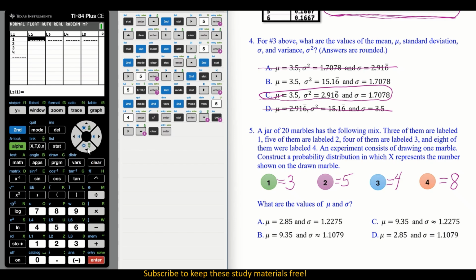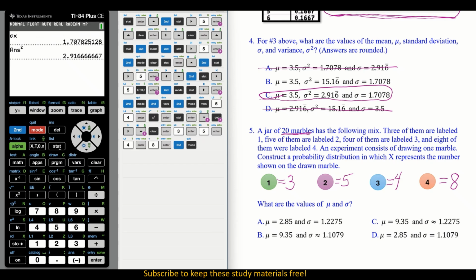Okay, so for the first grouping, there were 3 of them. For the second grouping, there were 5 of them. For the third grouping, there was 4. Fourth, there were 8. So I say grouping of marbles, it kind of kept it straight in my mind. Okay, so we have our list. Now we want to back out. We have our L1, our L2.